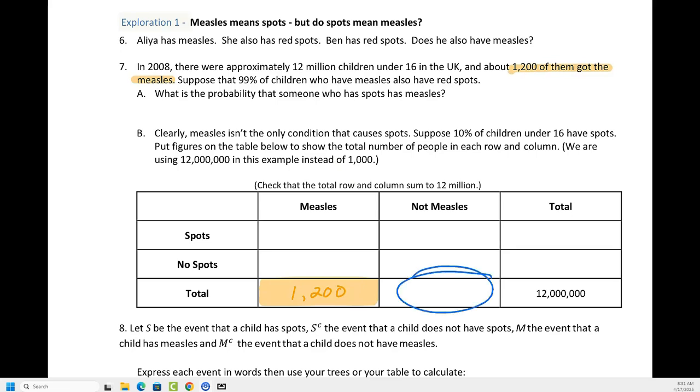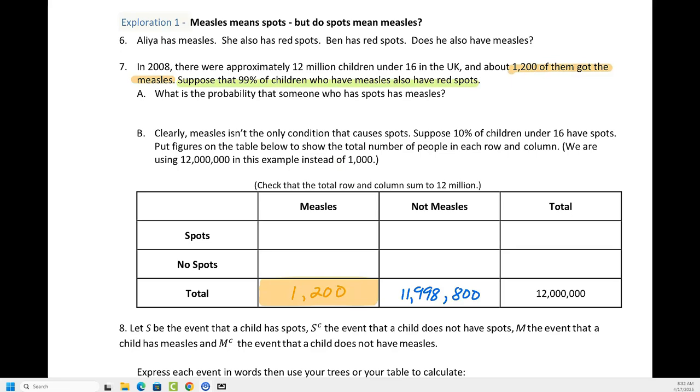So I can fill in this box, so I might as well do that. 1,200 from 12 million gives me 11,998,800. They did give me one other piece of information. It says, suppose that 99% of the children who have measles also had spots.